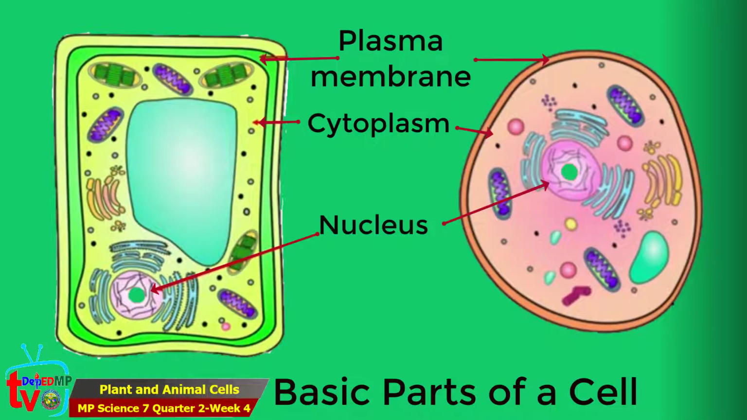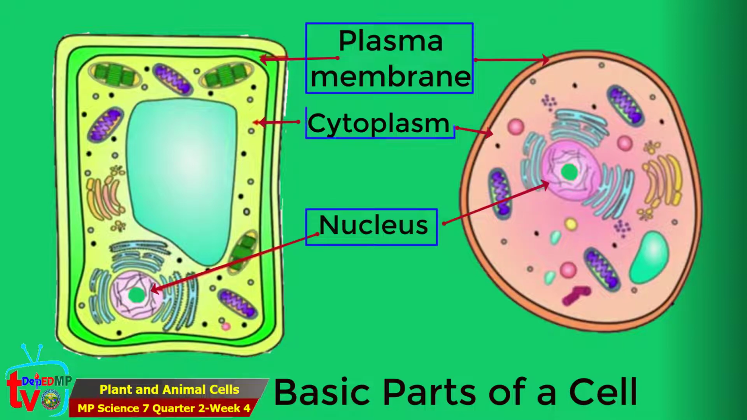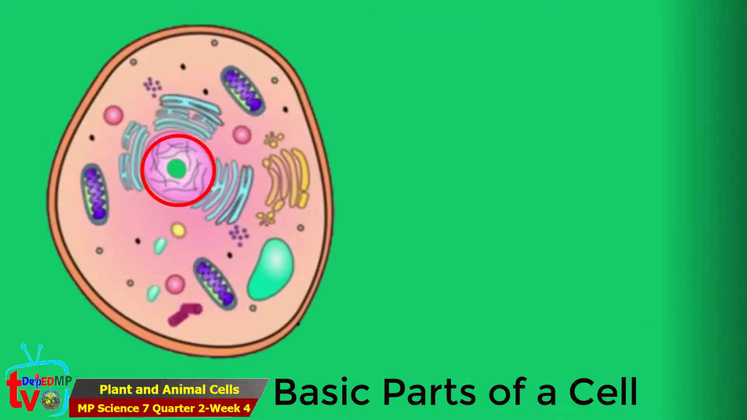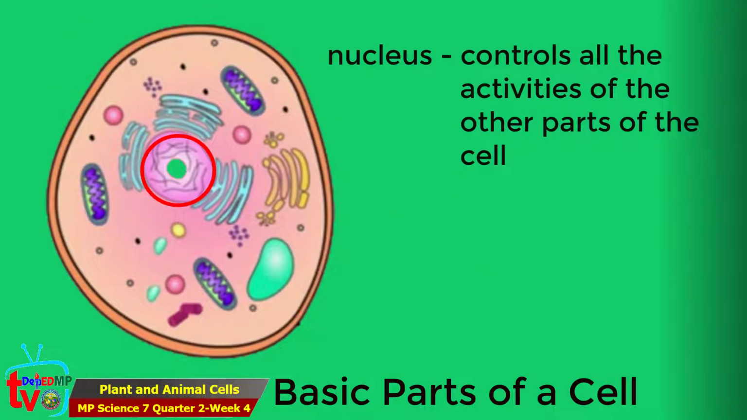The cell is the basic unit of structure and function of all life forms. It has three basic parts: the nucleus, plasma membrane, and cytoplasm. The nucleus controls all the activities of the other parts that occur within the cell. It contains materials that play a role in heredity.